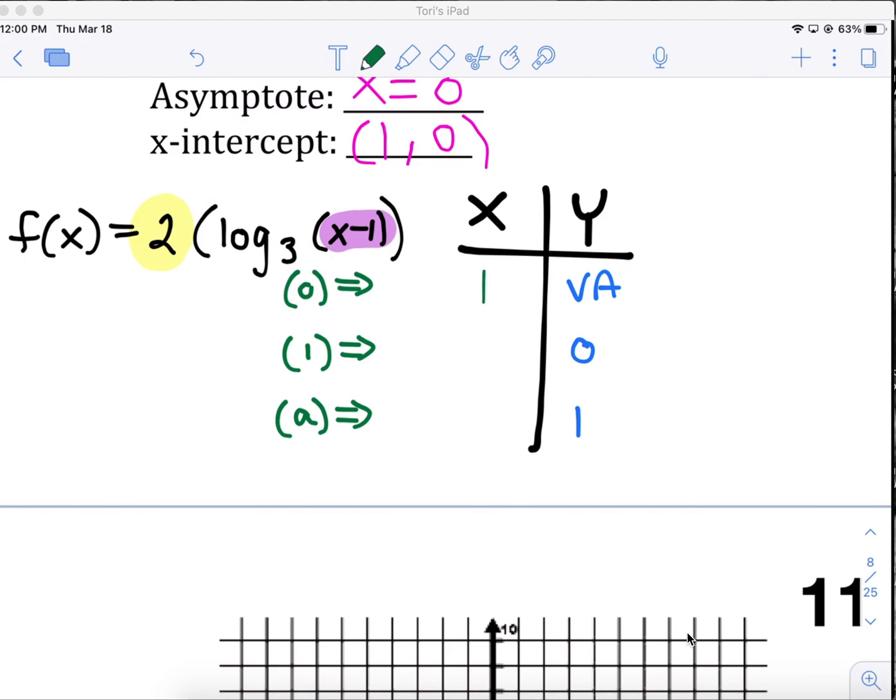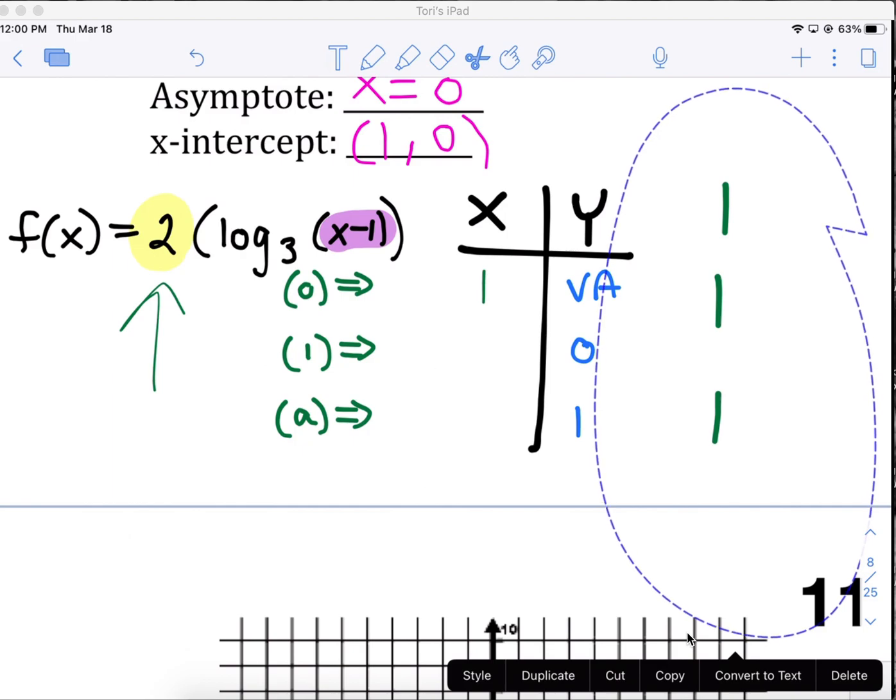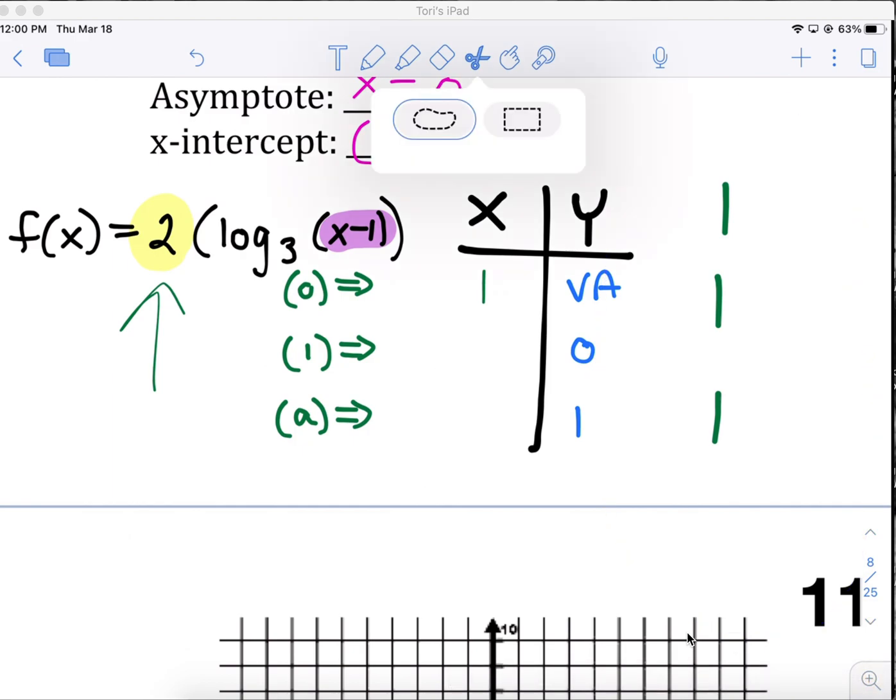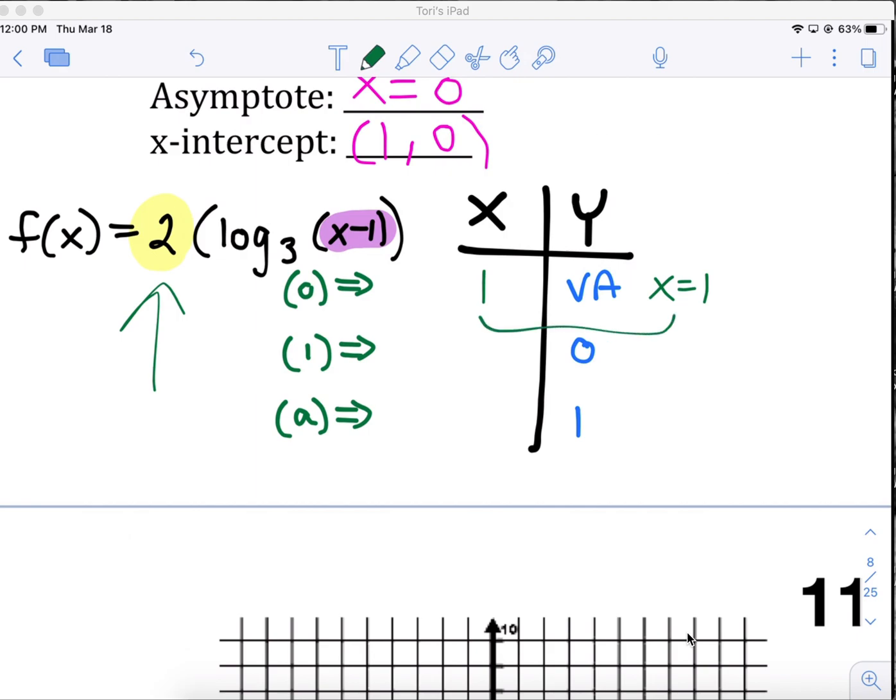A vertical stretch, this 2, he's not going to do anything to my vertical asymptote. If I took this and I stretched it twice as tall, it doesn't change where it's located. Let's delete him, sorry. So my vertical asymptote doesn't change, but now it's at x equals 1. It's whatever this number was. Okay? Let's go to the next part.